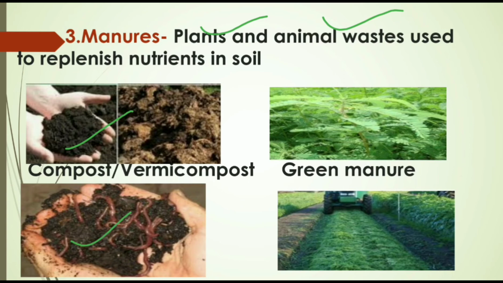The second one is the vermicompost, and it is a process of using earthworms to prepare manures from plant waste. The third one is the green manuring, where some plants like alfalfa, sun hemp and millets are grown in the field, then plowed in the soil while still green.